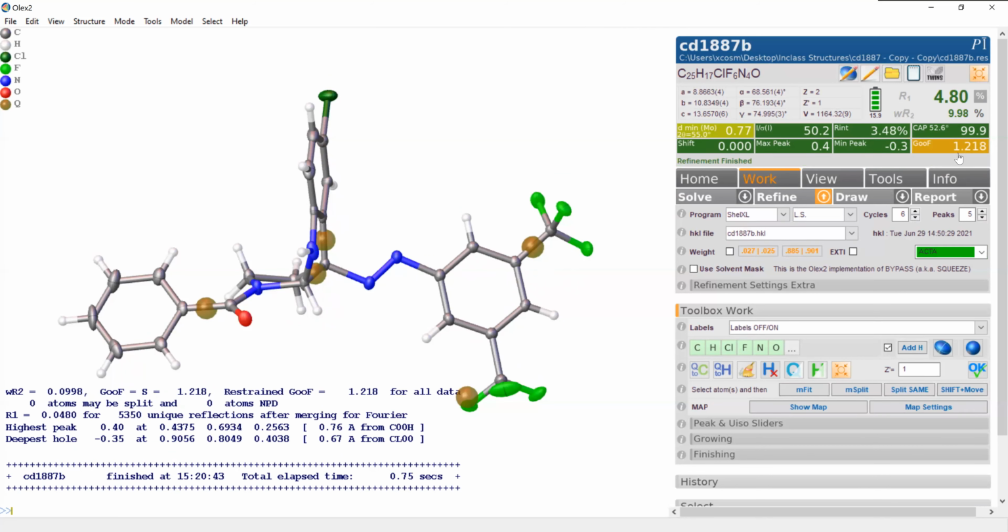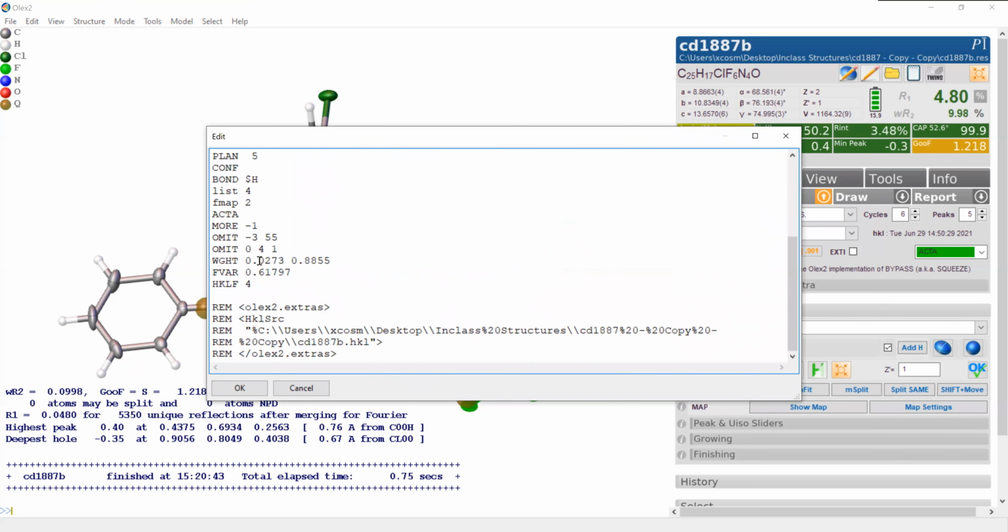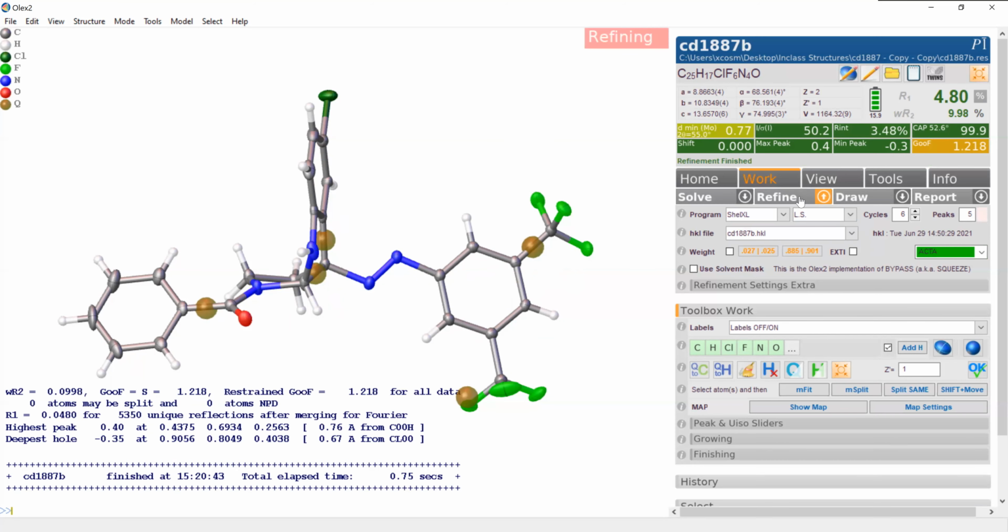So here the goof is a little high. So what we're going to do is go into edit instructions and increase the second weighting parameter to lower our goof. So we go to edit instructions, find the WGHT command line, the second number, and increase it so that it lowers the goof. I'm going to put about 1.1 for that value. Hit refine.